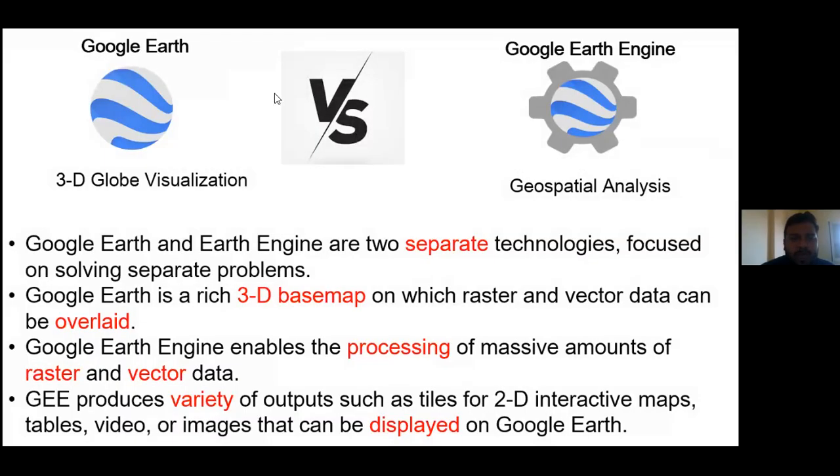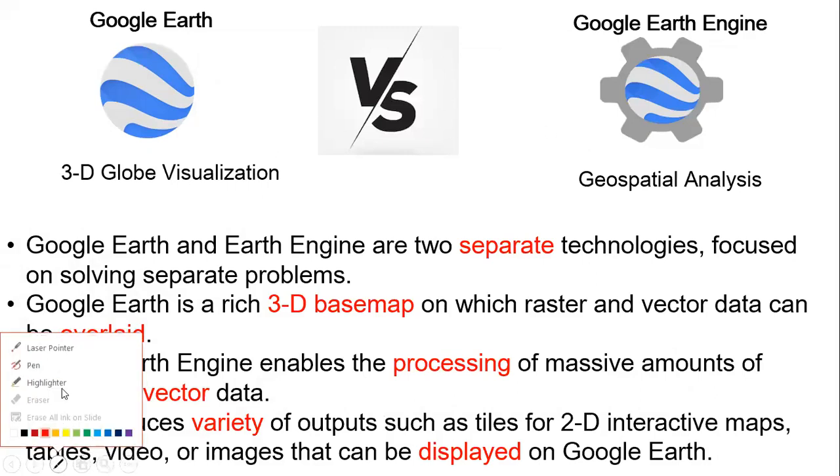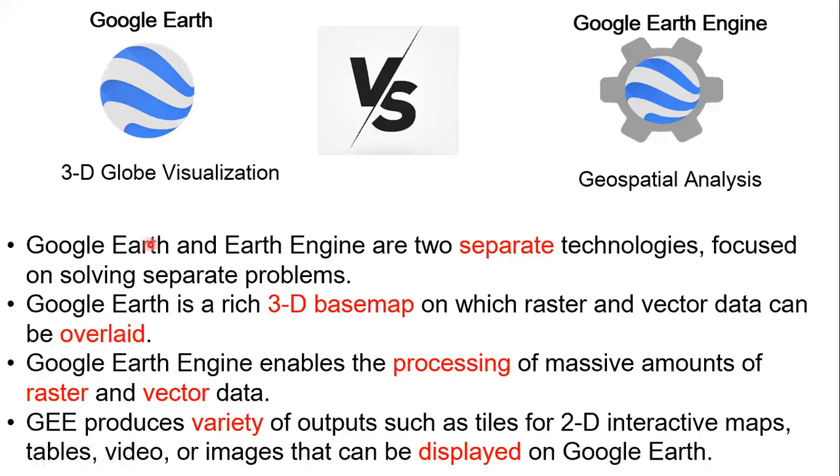So first of all, the basic difference between Google Earth and Google Earth Engine. Most of the participants who are not very familiar with Google Earth Engine might get confused, so initially let me clear up the difference. Google Earth is nothing but a 3D globe visualization software. With the help of Google Earth, you can only visualize some of the data, while Google Earth Engine is a totally separate platform which is generally used for geospatial analysis. Google Earth and Earth Engine are two separate technologies focused on solving separate problems.